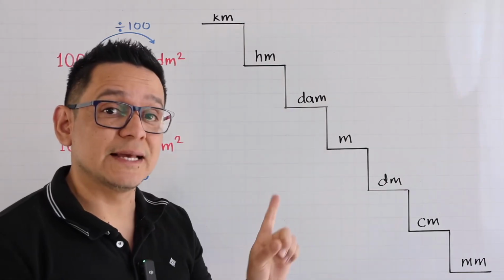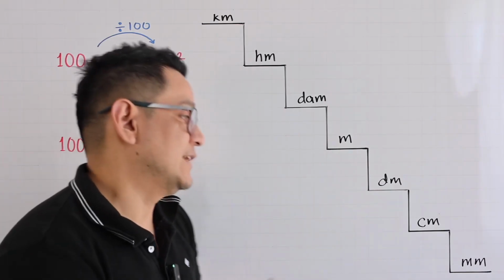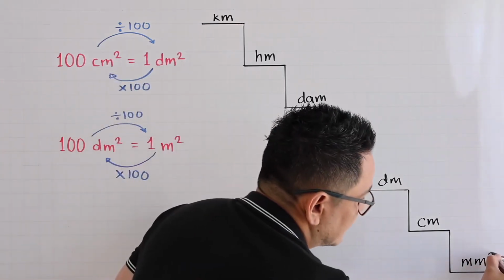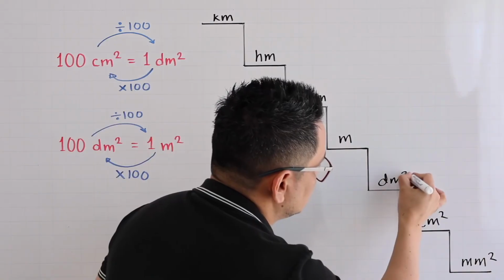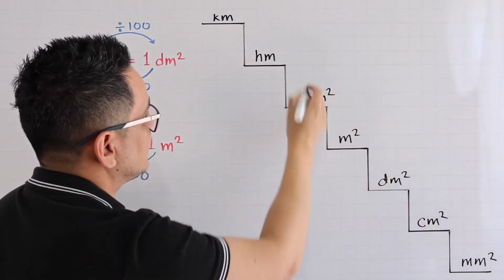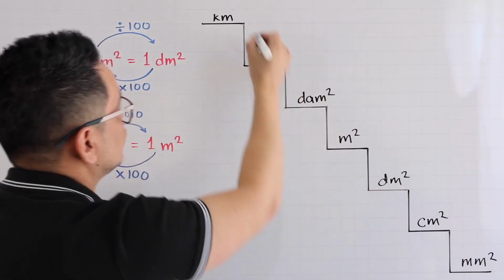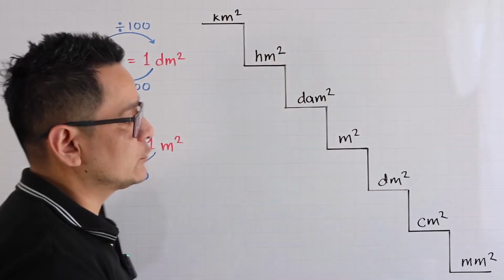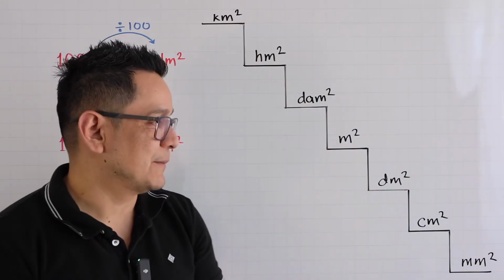Now we need units of area. In this case, we're going to add squared, like that for all of them. For example, here it will be square decameters, over here square hectometers, and over here square kilometers. And well, the same with all the others, right?